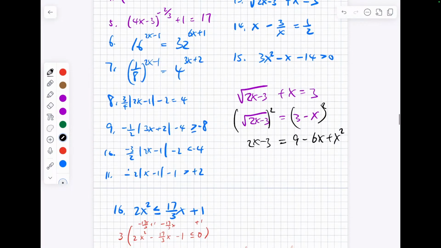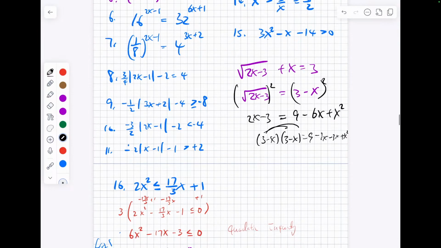How do you avoid it? If you want to avoid that, just write 3 minus x times 3 minus x. If you do it like this, that's going to give you 9 minus 3x minus 3x plus x squared. So don't kill a puppy in this situation. But that's fine, that's a good example. So that's going to give you x squared minus 6x plus 9 equals 2x minus 3.